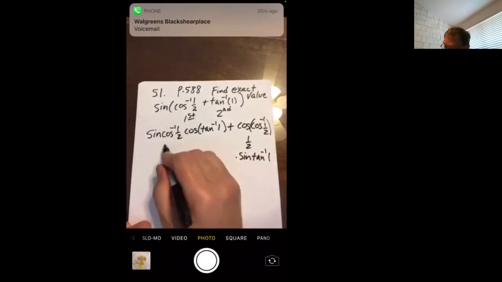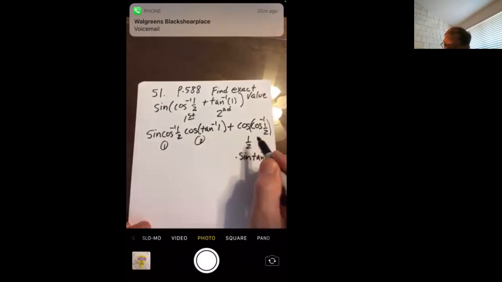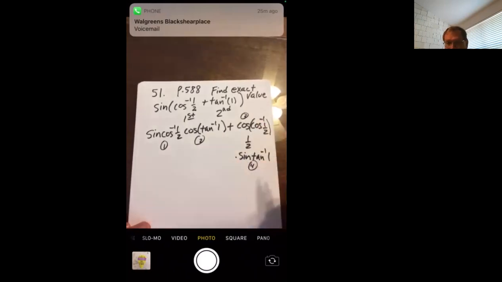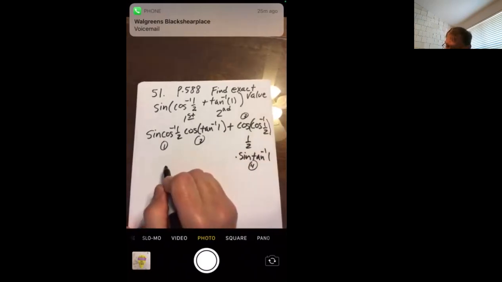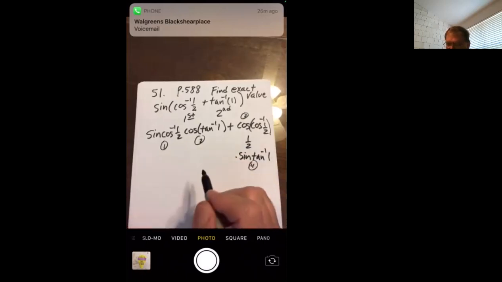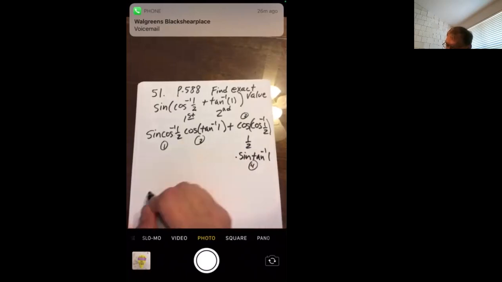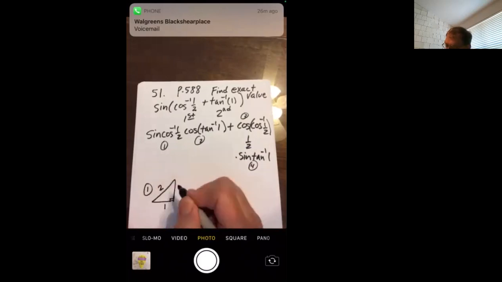And play the same game if you want to number the pieces. 1, 2, 3 is easy. And 4. Arc cosine of a half. Try to work them the same way. If you're really good, you could know that instantly. They've used some circle values here. But I think I'll just play the same game. Piece 1. Okay, cosine would be adjacent over hypotenuse, and this would be the square root of 3, and your sine would be the square root of 3 over 2.